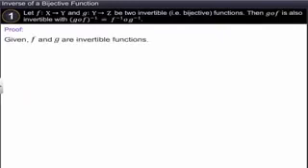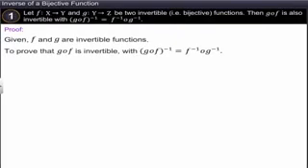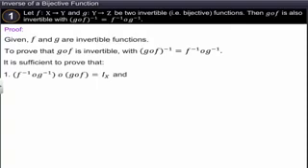We are given that f and g are invertible functions. We have to prove that g circle f is invertible, with g circle f inverse equal to f inverse circle g inverse. To prove g circle f invertible, it is sufficient to prove that the composition of g circle f and f inverse circle g inverse is an identity mapping from Z to Z, and that the composition of f inverse circle g inverse and g circle f is an identity mapping from X to X.